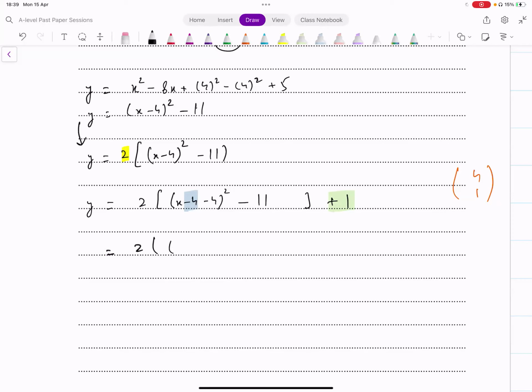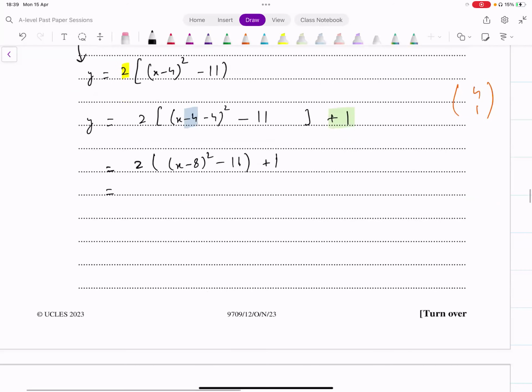2 into x minus 8 whole squared minus 11 plus 1. And now you could expand this and you would get the same result as before. That's x squared minus 16x plus 64 minus 11 plus 1. And simplifying this would give you 2x squared minus 32x.